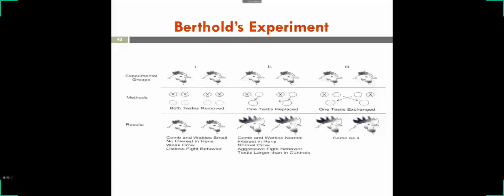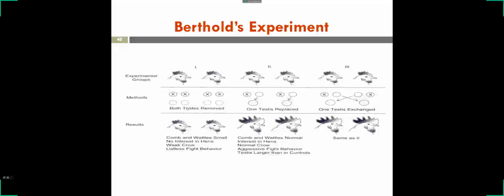What he did was he took the following three experimental groups. He first took these two different male chickens, and he removed their testes, okay? Both testes removed. And then he looked to see what happened in the development of these chickens.